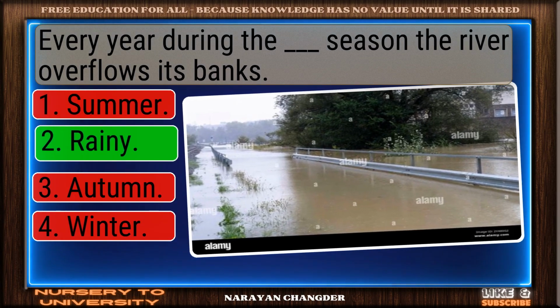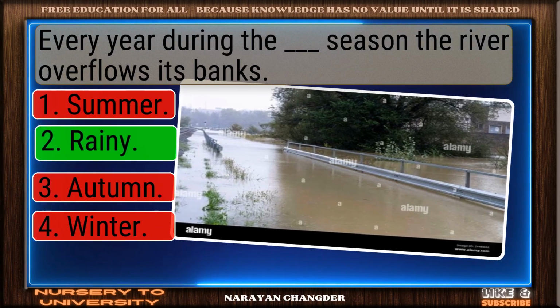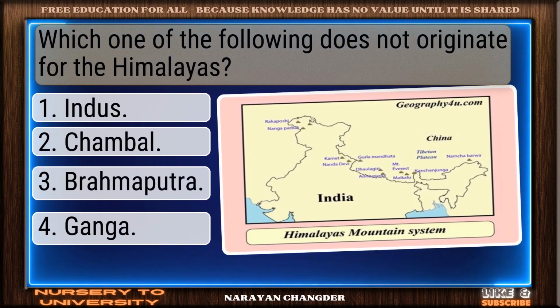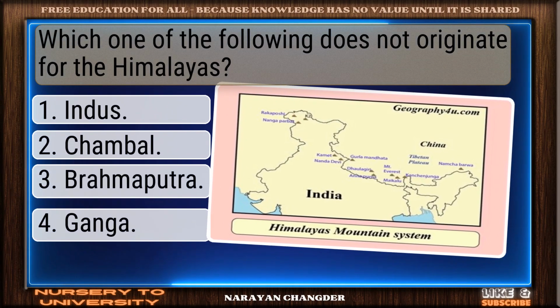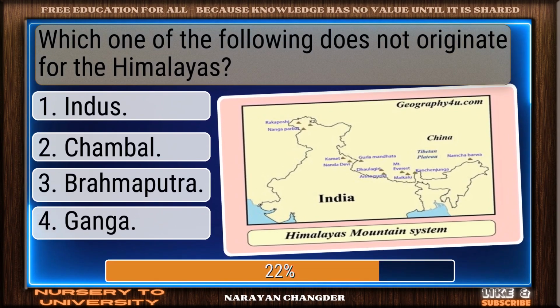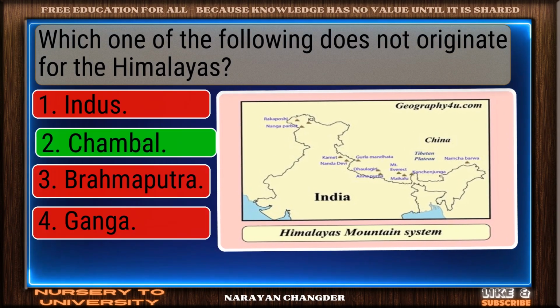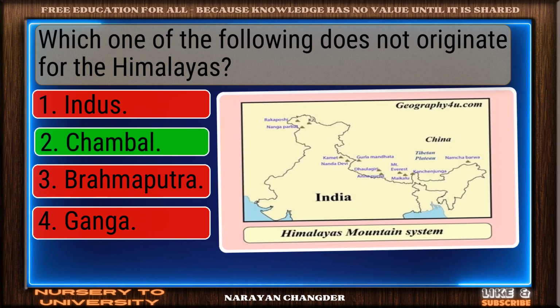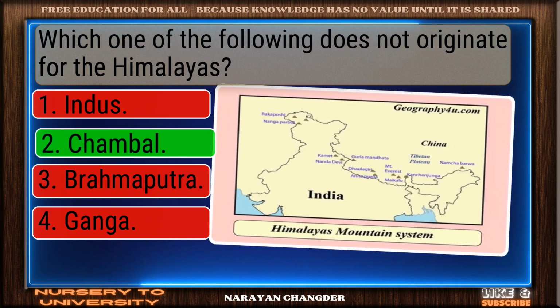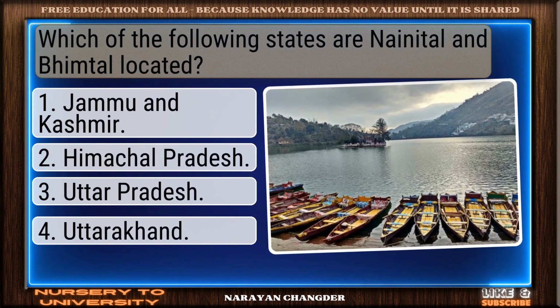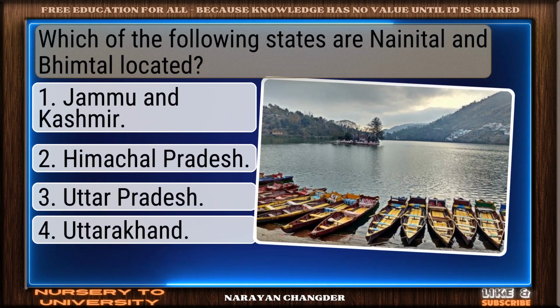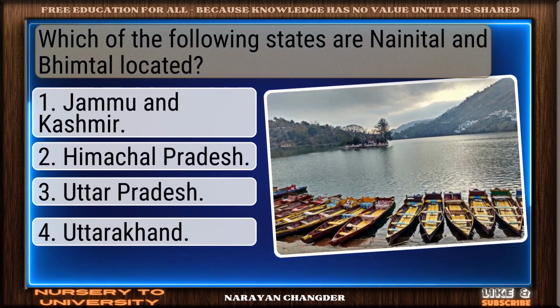Sharp thinking. Rainy is the right choice. Question number 80. Which one of the following does not originate from the Himalayas? Good thinking. Chambal is the right answer. Question number 81. In which of the following states are Nainital and Bhimtal located?